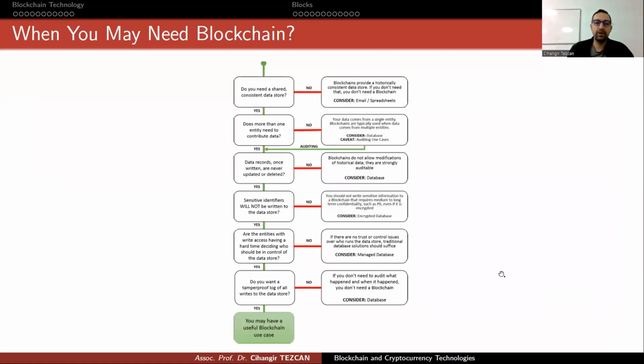That is the idea. This table became famous. I created my own, but it is very similar to this one. NIST uses this one, and it is also used in many documents in the United States. So the idea is as follows: let's have a flow chart and ask some questions, so that at that point we can decide if a blockchain might be useful or not.